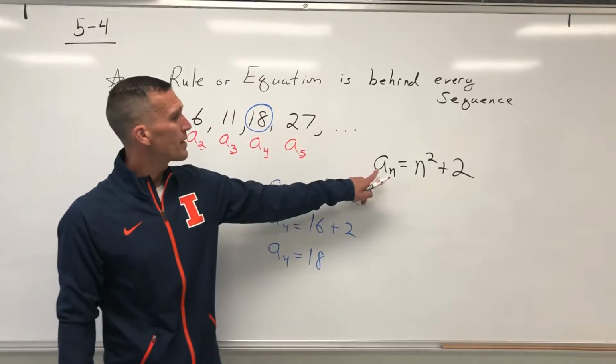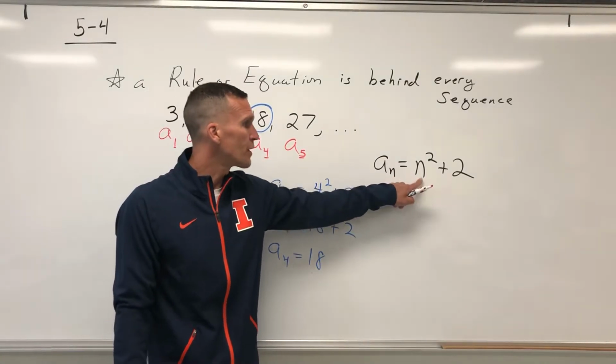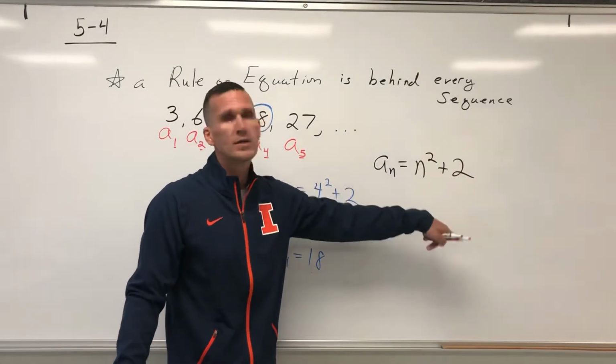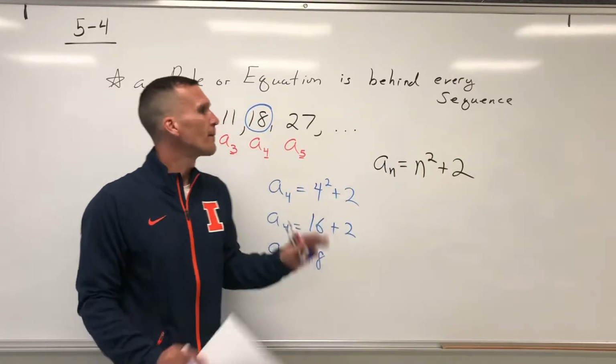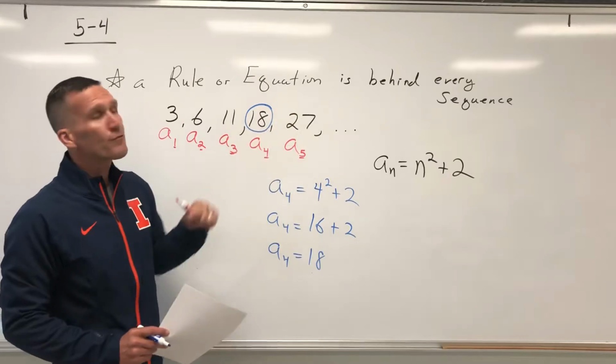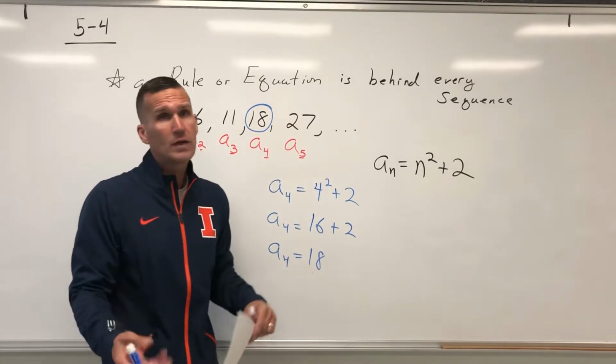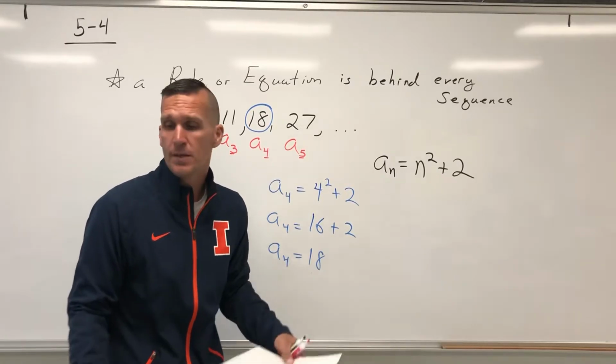So the equation is very important, because what if you wanted to find the 133rd term? Well, you would simply plug in a sub 133. Now, I don't want to do that because 133 squared is a really big number plus 2, but that would be the number way down the line in the sequence. So behind every sequence is an equation or a rule. You don't have to generate them, you just have to know how to use them.